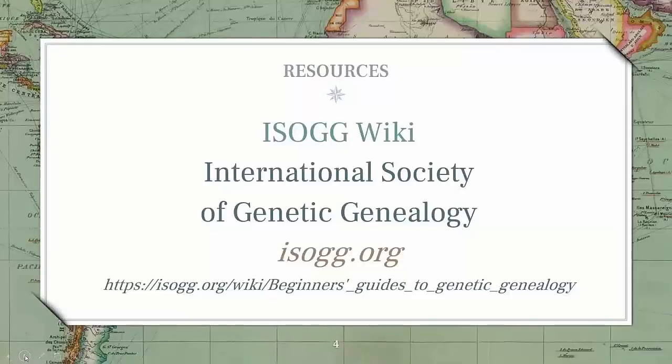One of the best sources is the ISOG Wiki, which stands for the International Society of Genetic Genealogy. It's at isog.org. And when I was just beginning, I thought the website was a little overwhelming, so I didn't typically send beginners there. But there is a section that is for beginners. It's Beginner's Guide to Genetic Genealogy. And it has a lot of great links and sources that you can go to get an understanding.